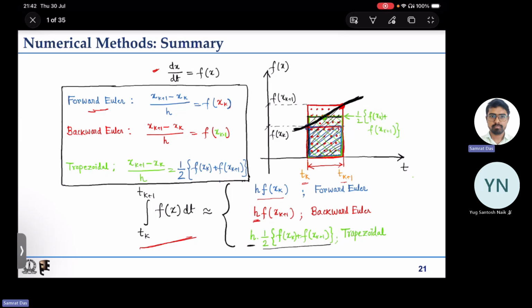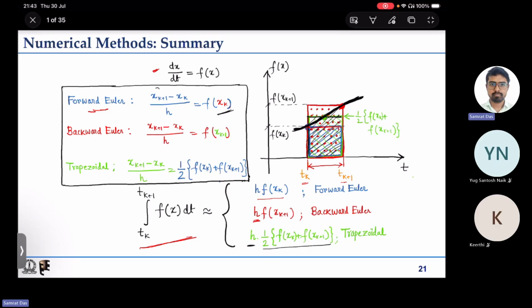So these are three basic numerical methods, among which the first one is explicit: only on the left hand side do you have k plus 1 terms. But backward Euler and trapezoidal are implicit methods. Why implicit? Because the k plus 1 instant value exists on both sides of the equation. The same is true for the trapezoidal method: both the left hand side and the right hand side have k plus 1th instant quantities.